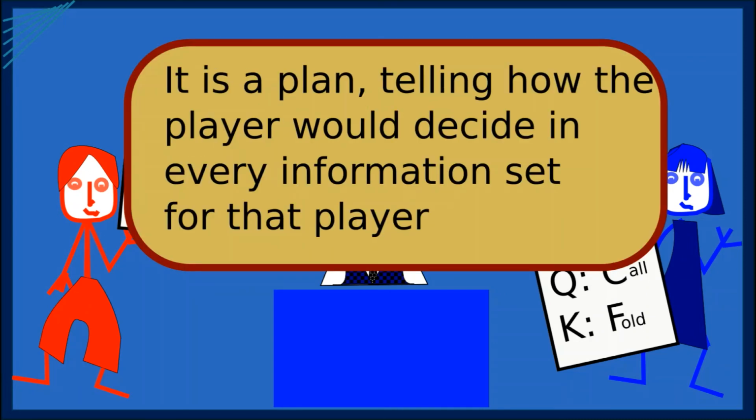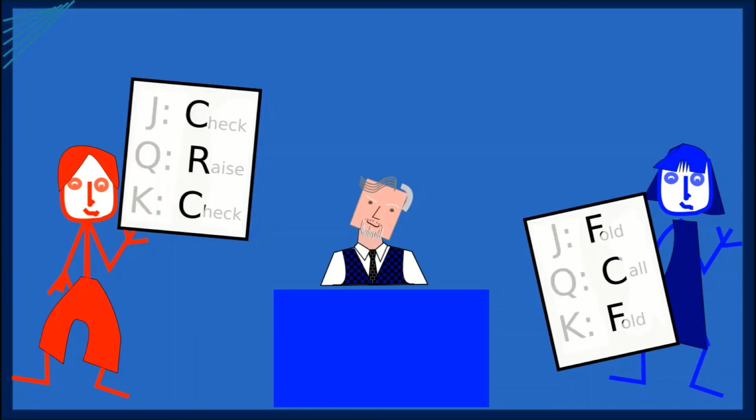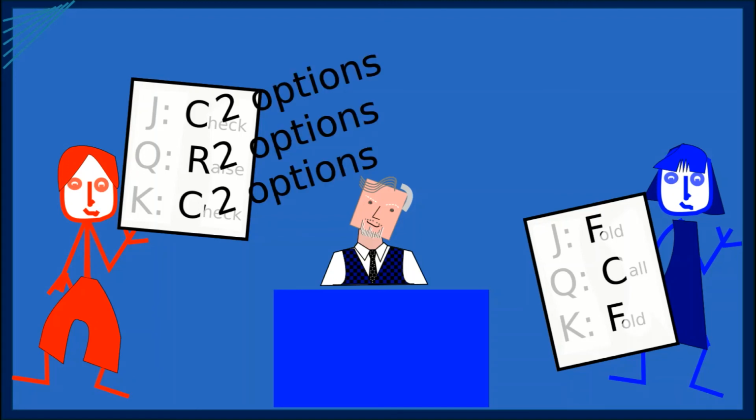How many pure strategies does a player have? Since the player is free to make a decision between all possible options in each of her information sets, the number of strategies is just the product of the numbers of options for every information set. N can choose between checking and raising in the information set where she has a jack, between checking and raising in the information set where she has a queen, and the same in the information set where she has a king. Therefore, she has 2 times 2 times 2 equals 8 strategies.